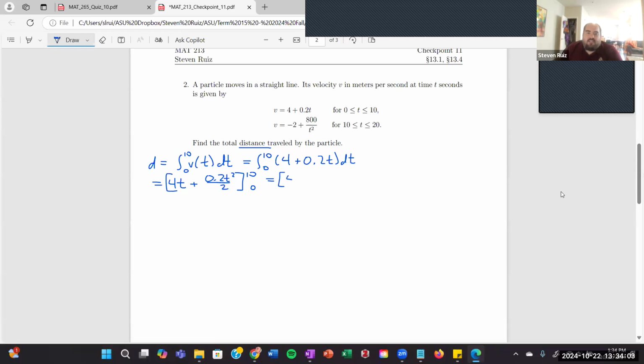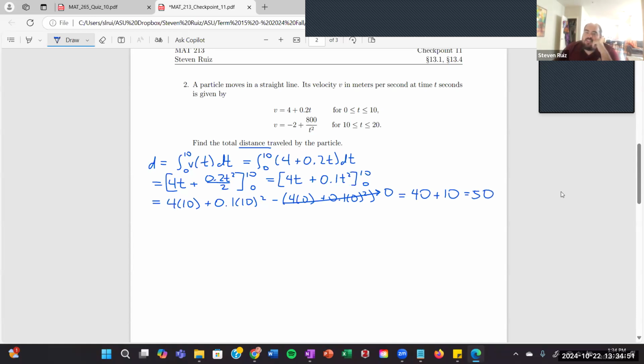And actually, before I do that, I'm going to simplify a little bit. 4t plus 0.1t squared from 0 to 10. So equals 4 times 10 plus 0.1 times 10 squared, minus something convenient, 4 times 0 plus 0.1 times 0 squared. So the right-hand bracket is 0. But what happens to the left-hand bracket? I get 40 plus 0.1 times 100. So that's 10. So for the first 10 seconds of the motion of this thing, it goes 50 meters.